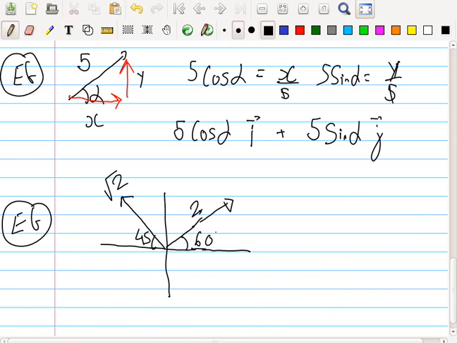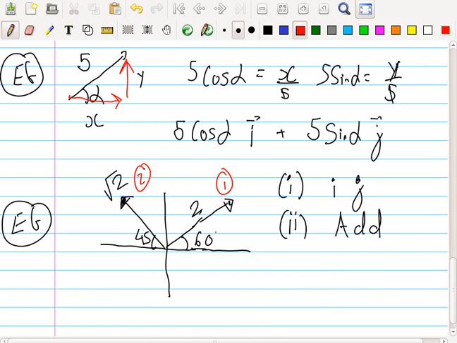So there are 2 vectors here. What I would like you to do as a 2-step problem, one is to write each using I and J. Do that first. And then secondly, I want you to add them together. So first, write each vector. This is vector 1 and this is vector 2. Write each one as an I and a J vector. And then, after you do that, I want you to try and add them together. Okay, so get working on that now.